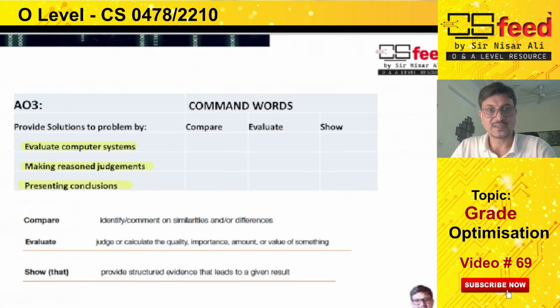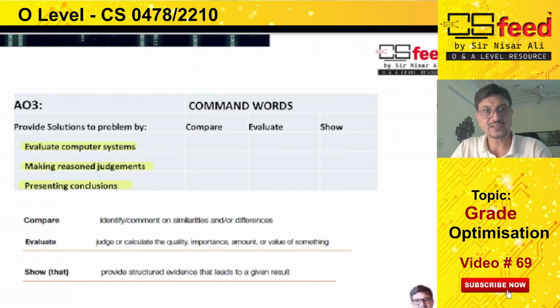Let me give you a general example. If your friend asks for your opinion on whether to buy a mobile phone, and it's a used phone, you will check that phone and evaluate it, number one.